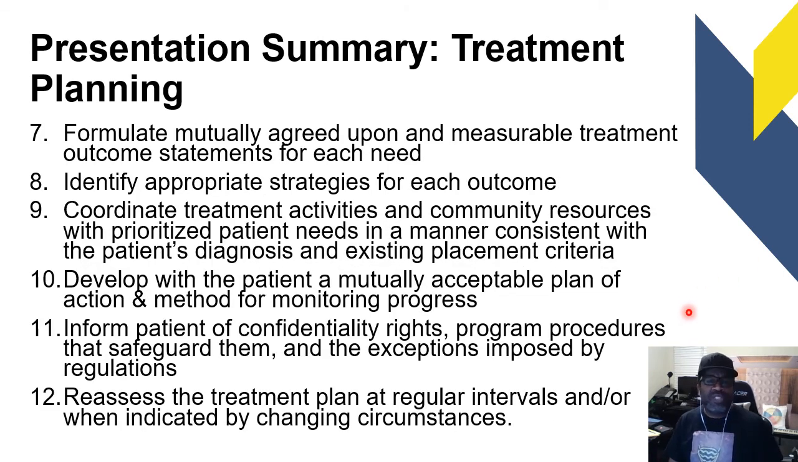7. Formulate mutually agreed upon and measurable treatment outcome statements for each need. 8. Identify appropriate strategies for each outcome. 9. Coordinate treatment activities and community resources, and prioritize patient needs in a manner consistent with the patient's diagnosis and existing placement criteria. 10. Develop with the patient a mutually acceptable plan of action and method for monitoring progress. 11. Inform patient of confidentiality rights, program procedures that safeguard them, and the exceptions imposed by regulations. 12. Reassess the treatment plan at regular intervals and or when indicated by changing circumstances.